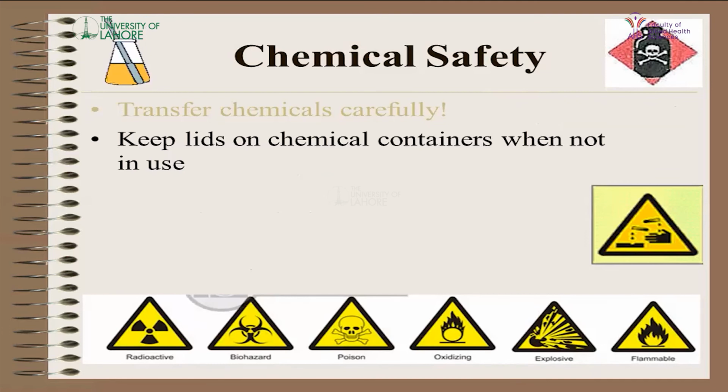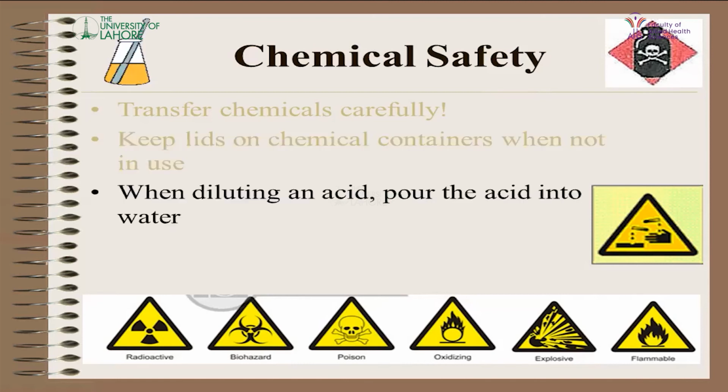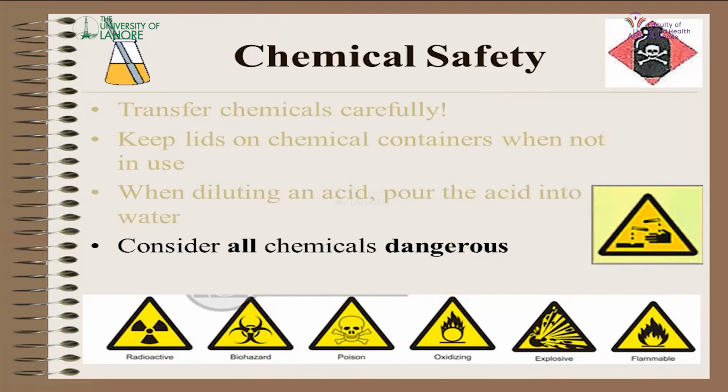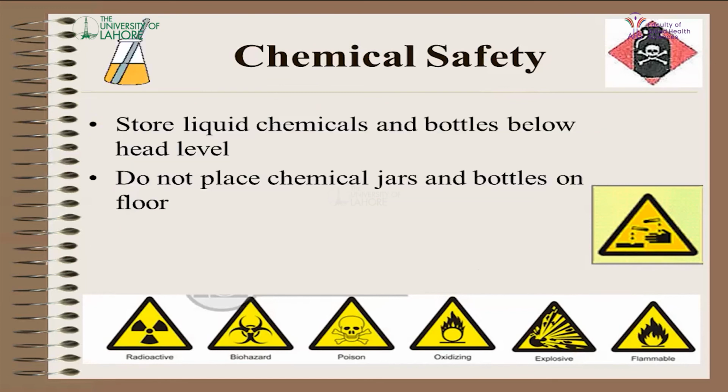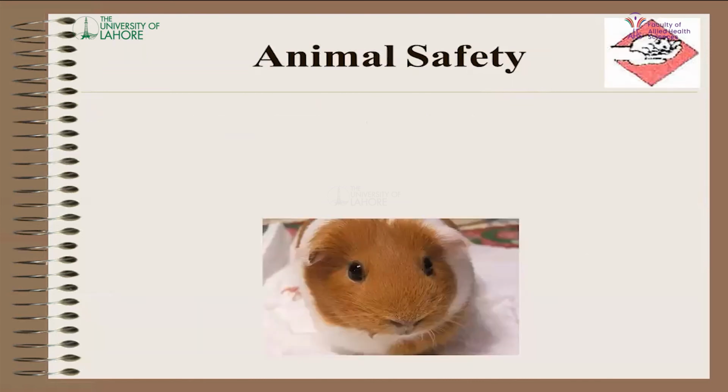So if you want to transfer some solution to another tube or any other container, do that carefully. Keep lids on chemical containers when not in use. And when diluting an acid, pour acid into water. And also consider all chemicals dangerous. Store flammable chemicals in steel cabinets. And do not place chemical jars and bottles on the floor.